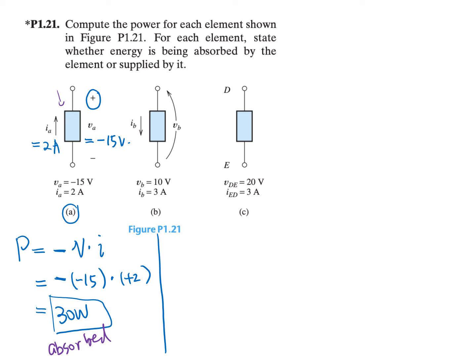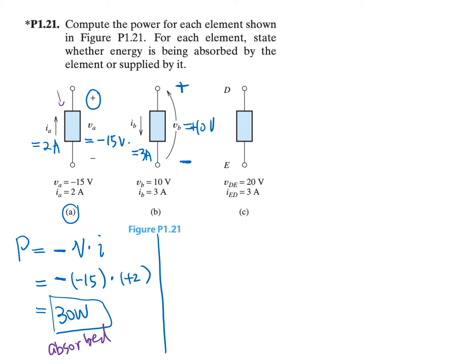Question B. Here we have VB is equal to 10 volts. And the 10 volts is from the bottom to the top. So we have this as a positive 10 volts. So it means that the voltage is increased from the bottom to the top. And the top is higher, 10 volts higher compared to the bottom terminal. And we have the current is equal to 3 mA, flows from the top to the bottom.